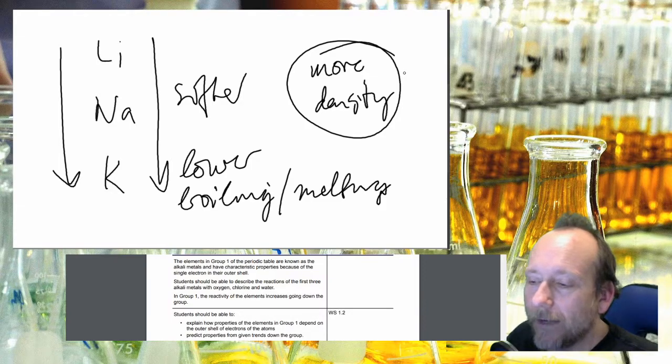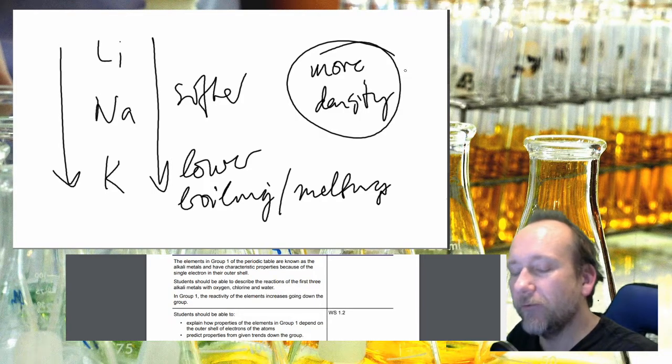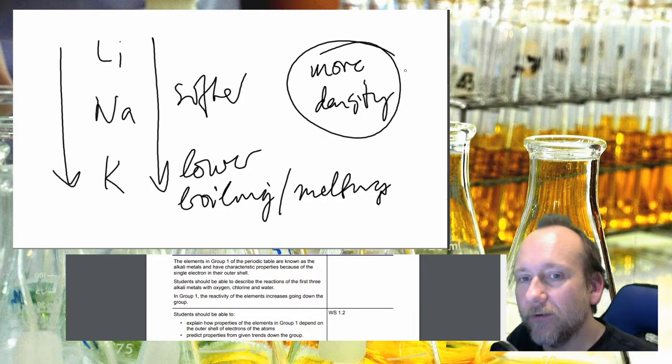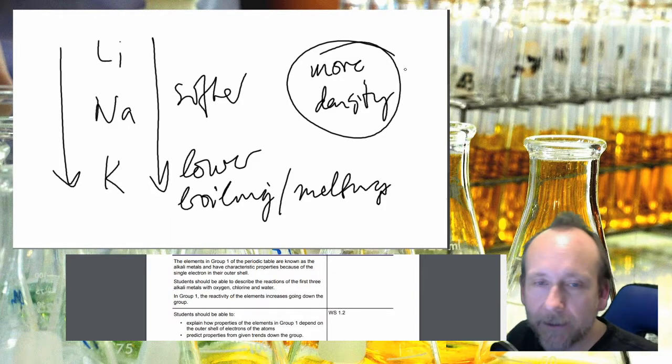So when you are given a trend, then you should always look at the outer electron. What's the outer electron doing? That's important for reactivity. So going down the group, the outer electron gets further away, so it's easier to lose it. It's not just given away, of course, it has to be taken away. And the other trend is towards more softness, towards more density, and towards a lower boiling and melting point.